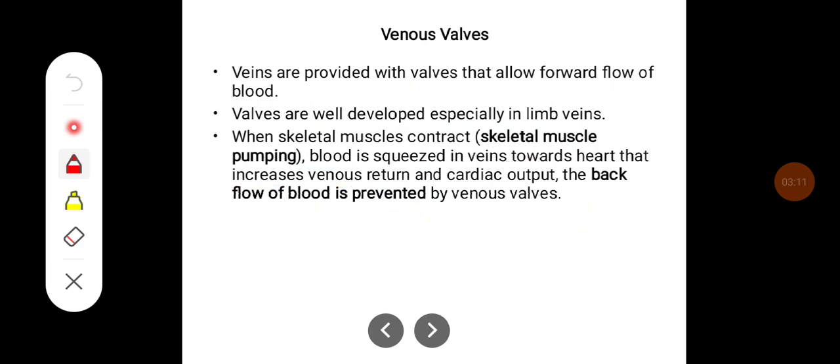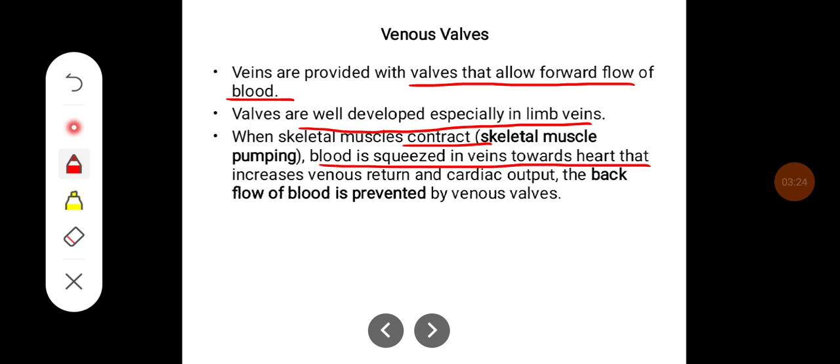Veins are provided with the valves that allow forward flow of blood. The valves are well developed, especially in the limb veins. When skeletal muscles contract, the blood is squeezed in veins towards the heart that increases the venous return and cardiac output. The backflow of the blood is prevented by the venous valves.